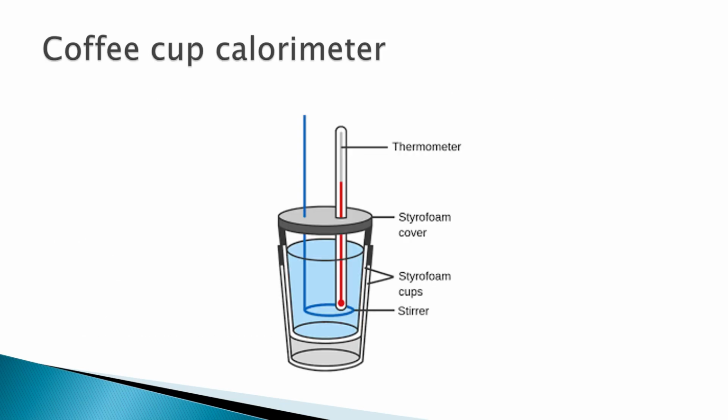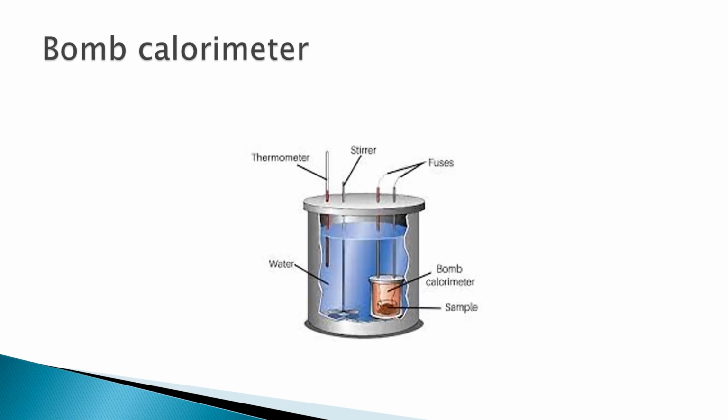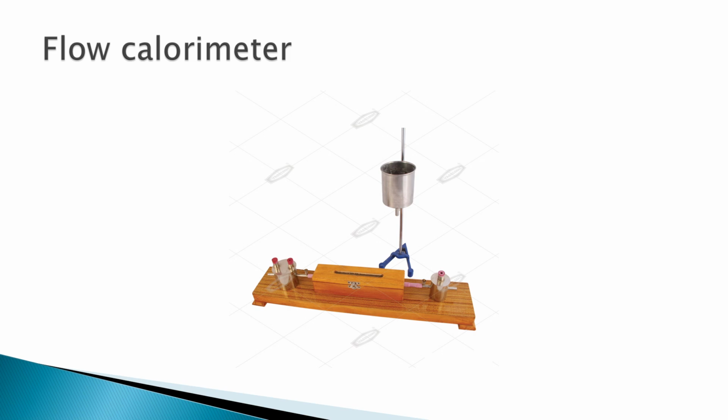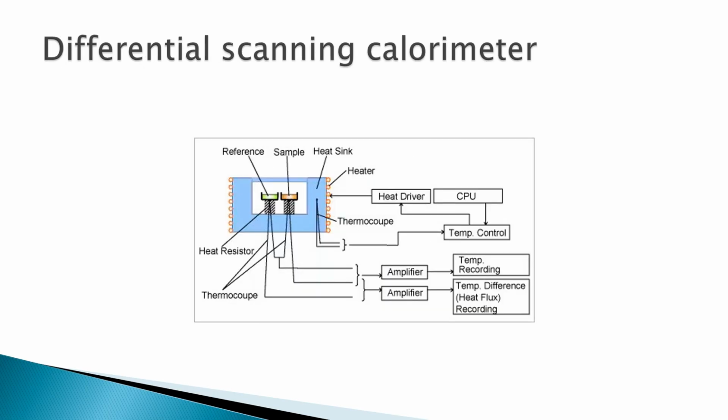This is a schematic diagram of the coffee cup calorimeter. This is a schematic diagram of the bomb calorimeter. This is the diagram which represents the flow calorimeter. This is a schematic representation of the differential scanning calorimeter.